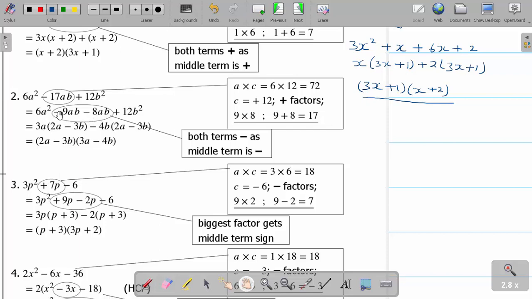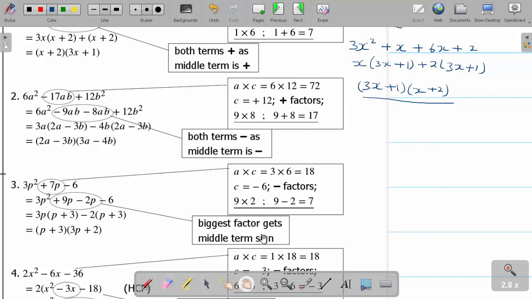What is common here and here, guys? It is 3a, left with 2a minus 3b. What about here and here? It's going to be 4b. You take out minus 4b, left with 2a minus 3b. Now the 2a minus 3b is a common bracket. We take it outside the bracket. We're going to be left with 3a, which you see here, then minus this 4b. That's our answer as well.